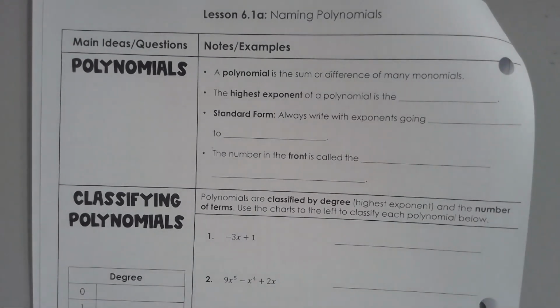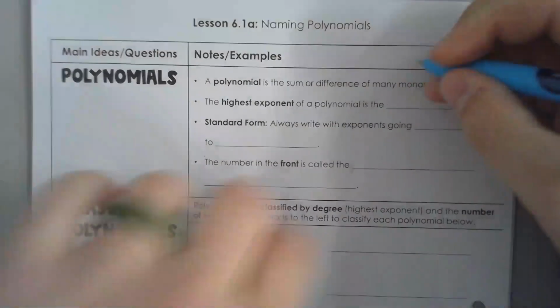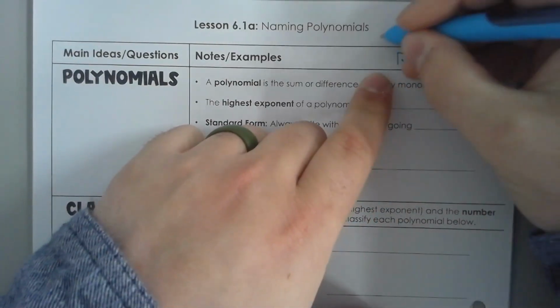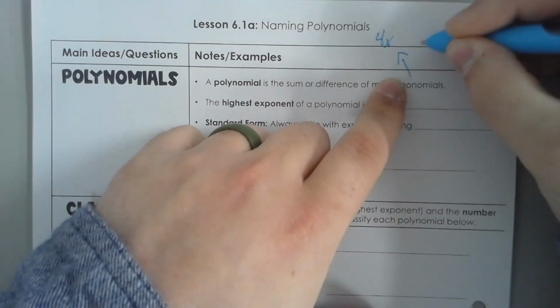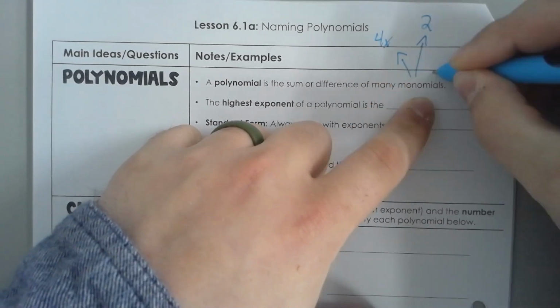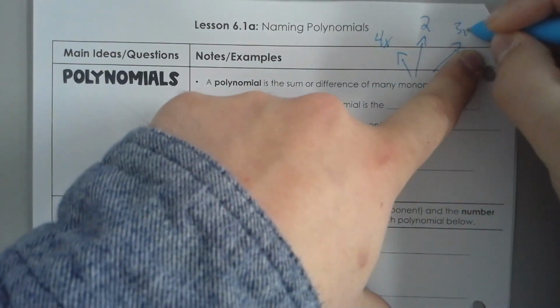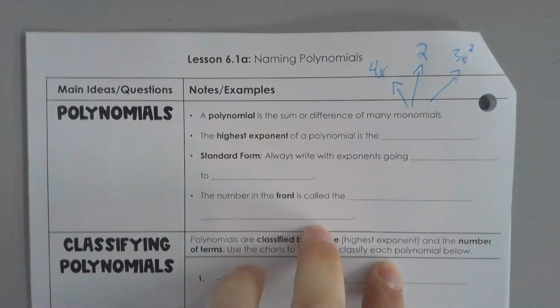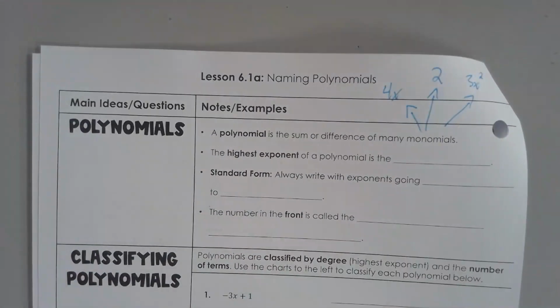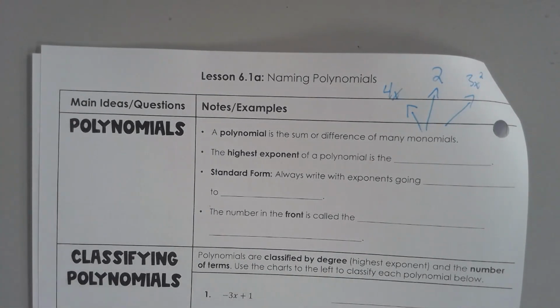So, mono, what does it mean? It means one. Like one-on-one. So a monomial can be like 4x, or 2, or 3x squared. It's like whenever you have an equation, it's the little chunks that are in each equation. And the polynomial is the whole thing.